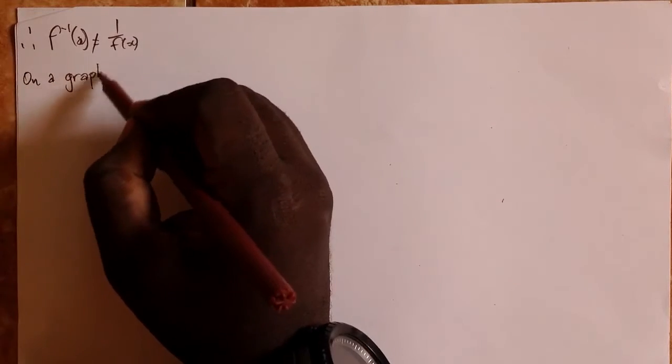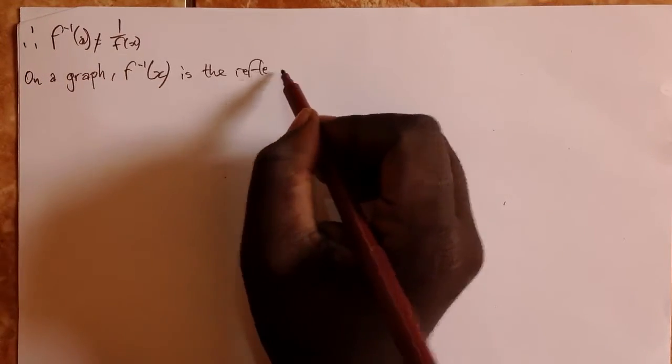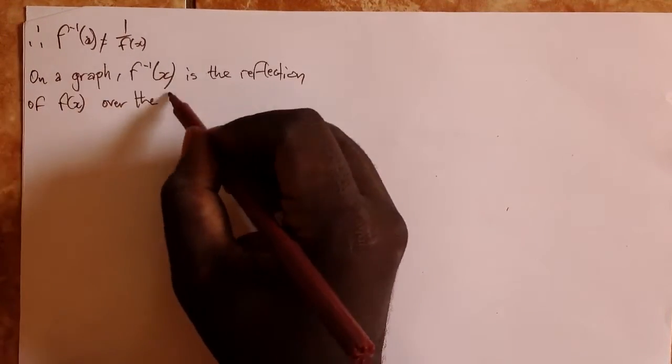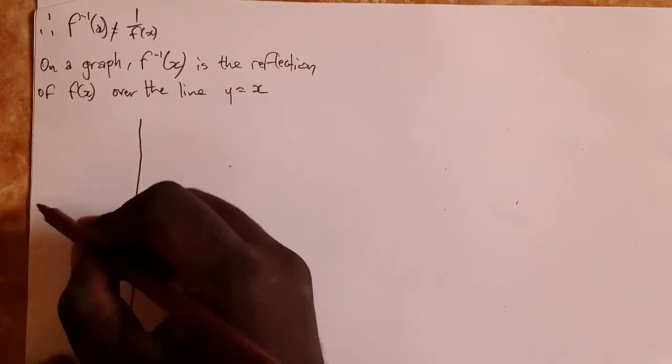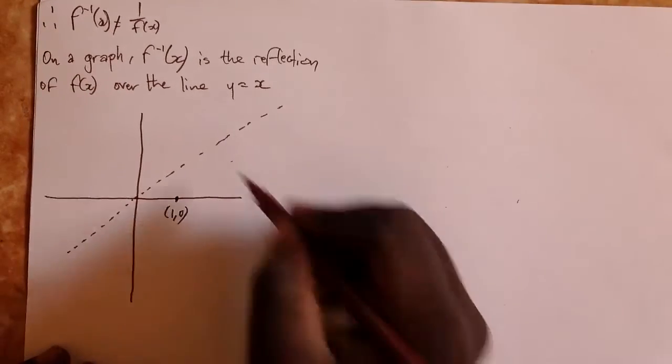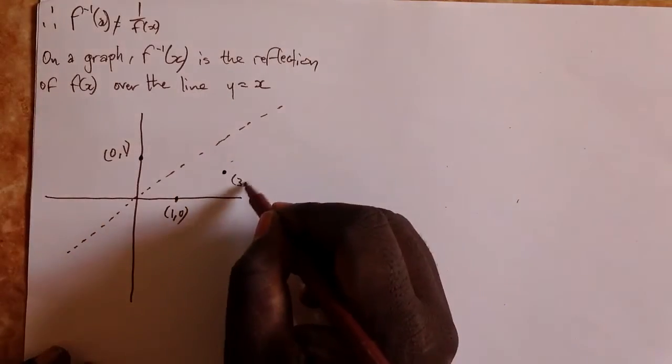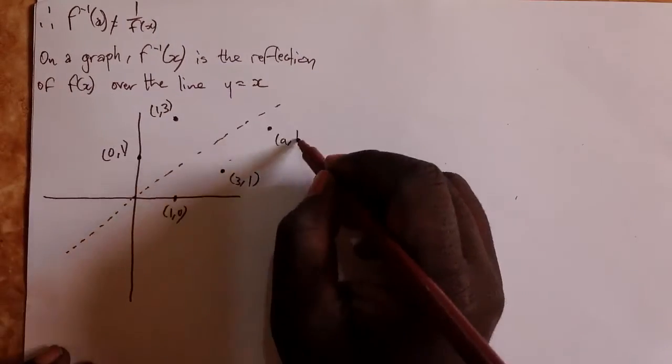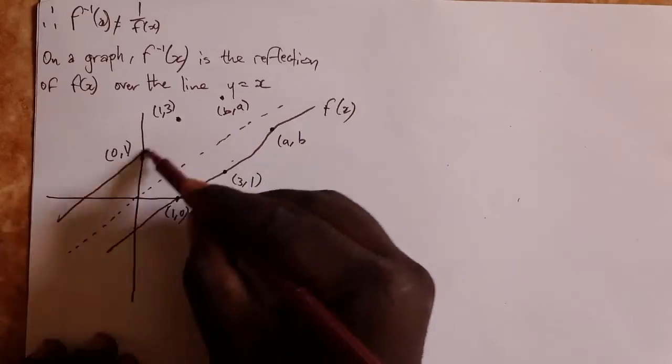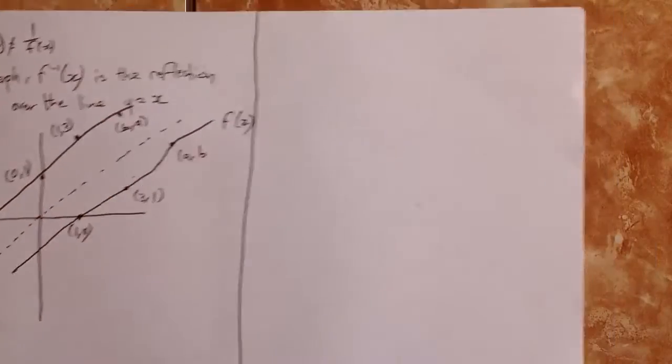So on a graph over the line y is equal to x, the inverse function of x is a reflection of f of x. So if this point is (1, 0), its inverse is (0, 1). If this point is (3, 1), its inverse is (1, 3). And if this point is (a, b), its inverse is (b, a).